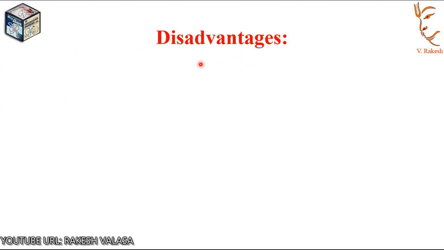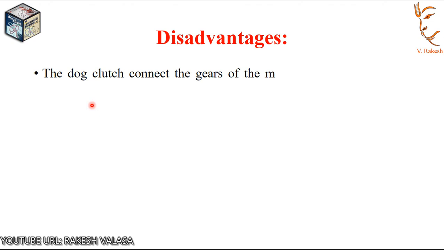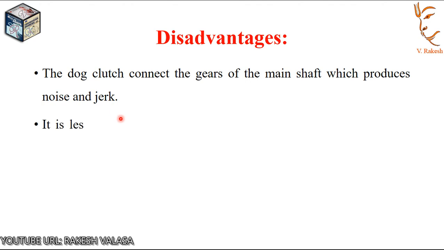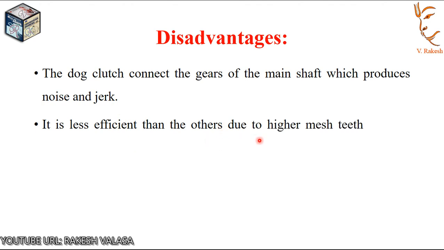Disadvantages of constant mesh gearbox. The dog clutch connects the gears of the main shaft which produces noise and jerk. It is less efficient than the others due to higher mesh teeth. Skill is required for it.